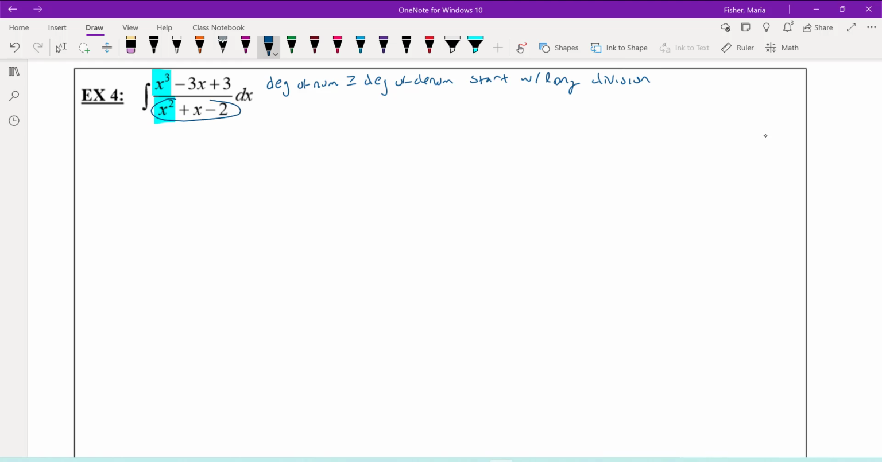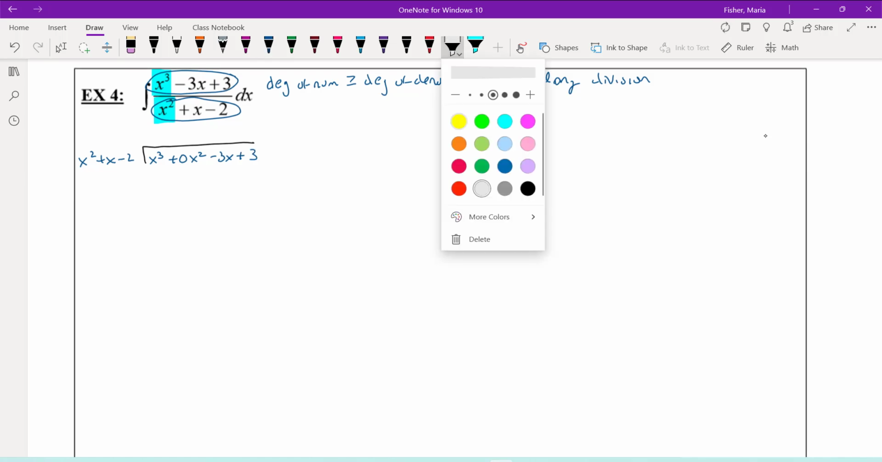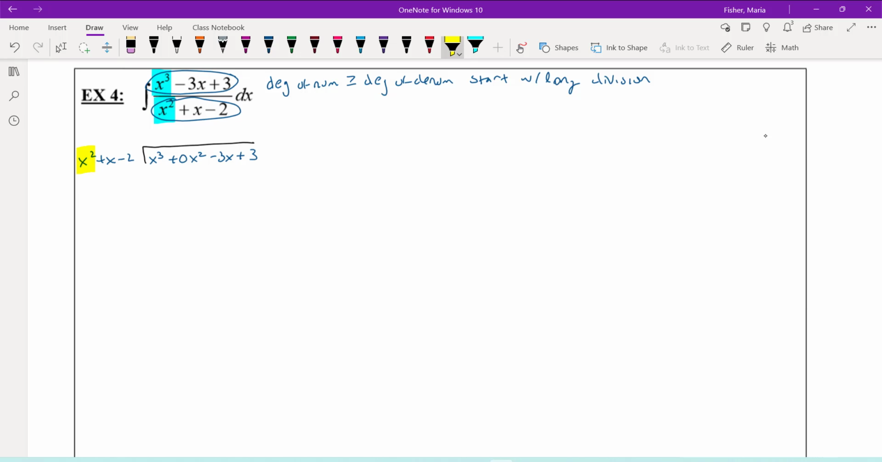This guy here's my divisor. I have x squared plus x minus 2, and that divides into my dividend, which is x cubed. I don't have an x squared term, so I'm going to write plus 0x squared, and then minus 3x, and then plus 3. And then I have to ask myself, what do I need to multiply x squared by so it becomes x cubed? Well, that's x.